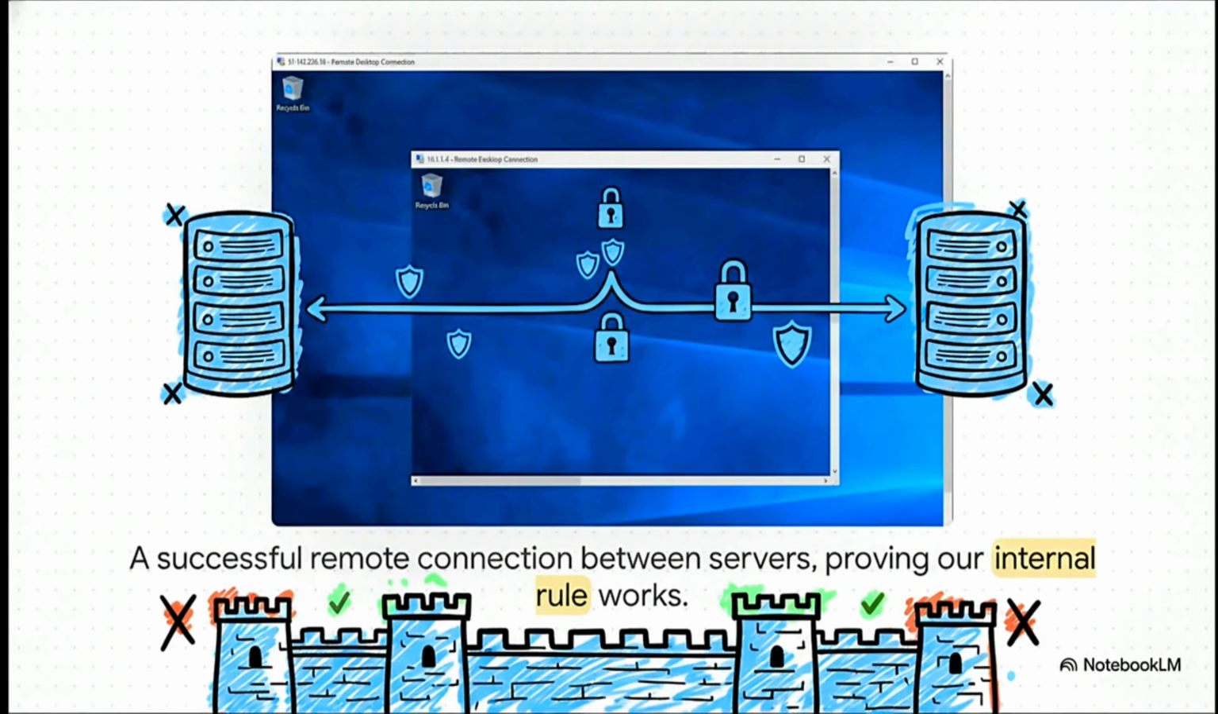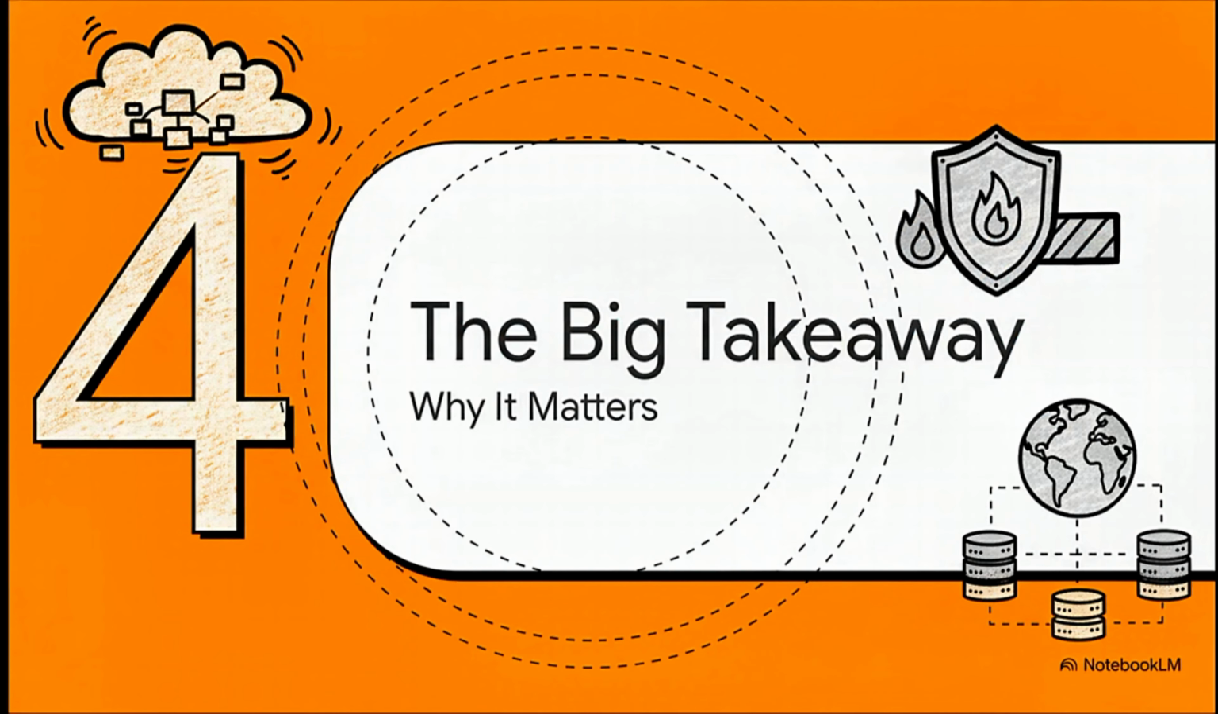We're making a successful remote connection from the server in our first spoke over to the server in the second spoke. It works. The firewall saw the traffic, checked the rulebook, and said, yep, this is allowed, and let it right through. Our fortress is officially secure, both inside and out. So we've built it, we've tested it, and it works flawlessly.